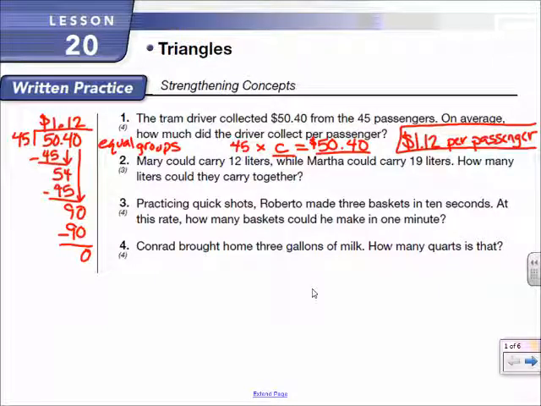Mary could carry 12 liters, while Martha could carry 19 liters. How many liters could they carry together? So this is a combining problem. It means that we have some, then we have more, and then we have the total. 12 plus 19 is 31.